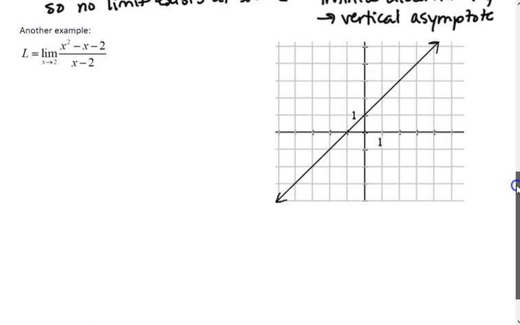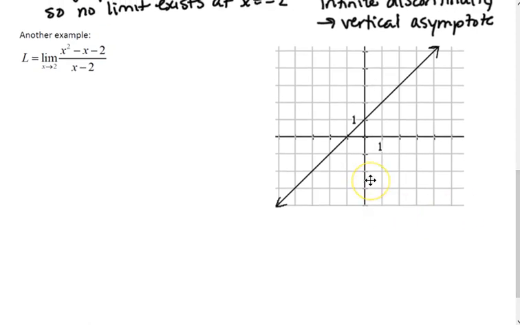This is the kind of discontinuity we have when there's a hole in the graph. If we put 2 in this function, we would get 4 minus 2 minus 2 over 2 minus 2, which is 0 over 0. This indicates a hole in the graph, and you remember from our previous unit that the hole would have to occur when x is 2. So when x is 2, that would be the hole on the graph. But this is a little different because it is called a removable discontinuity.